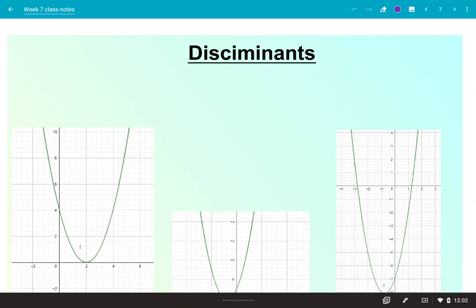Today, we are going to be working on the visual representation of what discriminants means. Discriminants is just a big word for number of roots. And if you remember, roots is just another word for x-intercepts: how many times it crosses the x-axis.